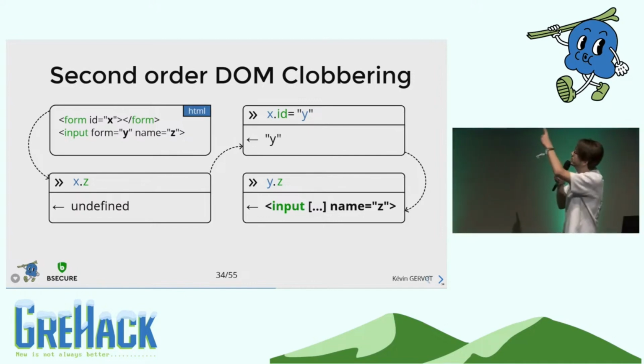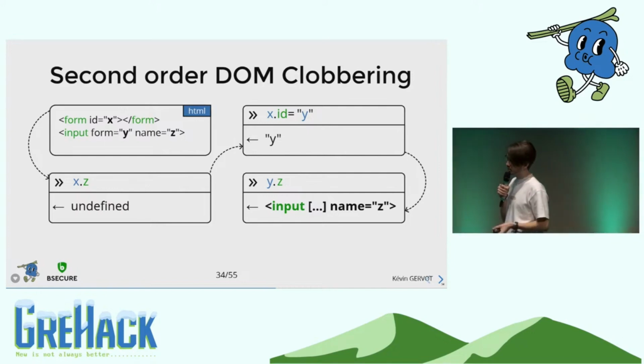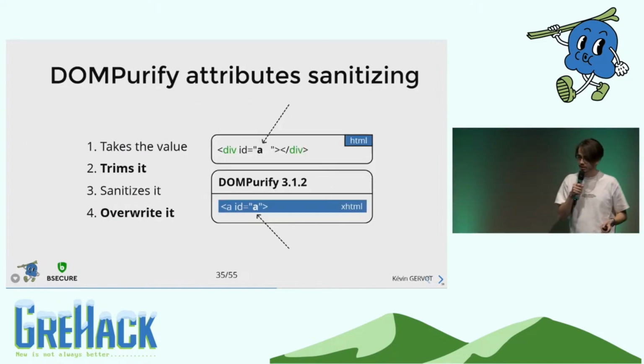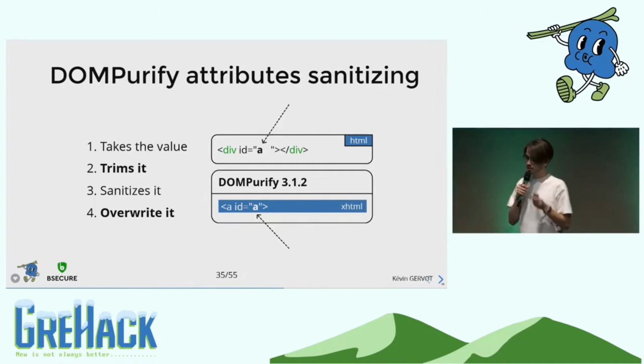So on the top right, we can see that we update the form attribute to y. And this time, if we try to access y.z, we get a link to the input tag. And why is this interesting? Well, it's mostly due to the way that DOMPurify attribute sanitizing works.